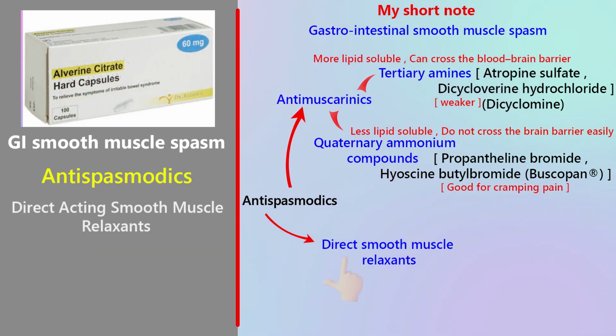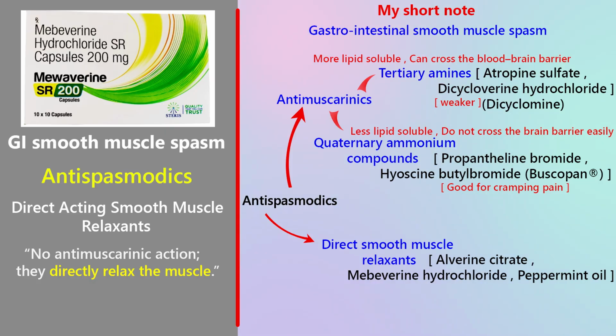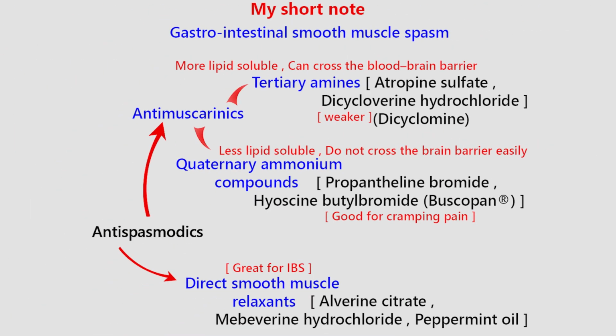Okay, next group is direct-acting smooth muscle relaxants. These do not work through antimuscarinic activity. Instead, they act directly on the muscle to reduce spasm. Examples: alverine citrate, mebeverine hydrochloride, peppermint oil. Why are they used? They relax intestinal smooth muscle, reduce abdominal pain and spasm, especially useful in irritable bowel syndrome, IBS. That's our short note for today.